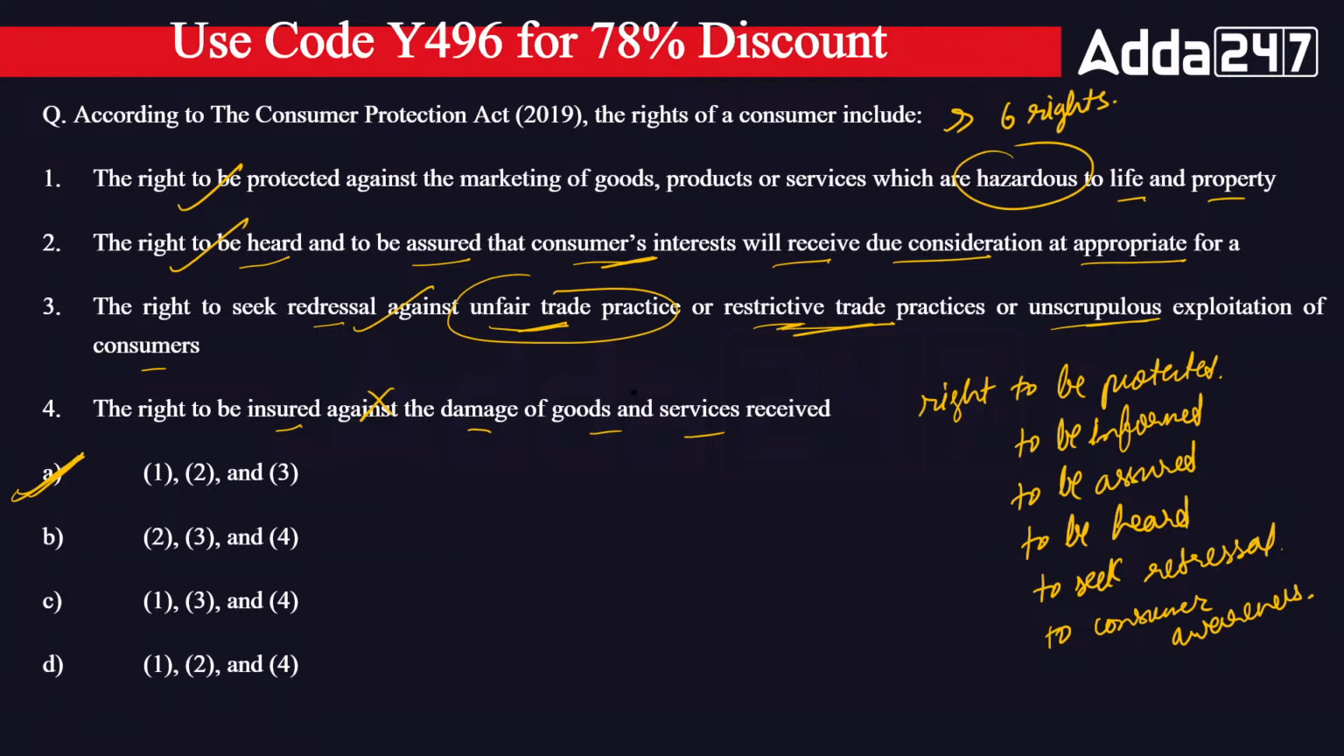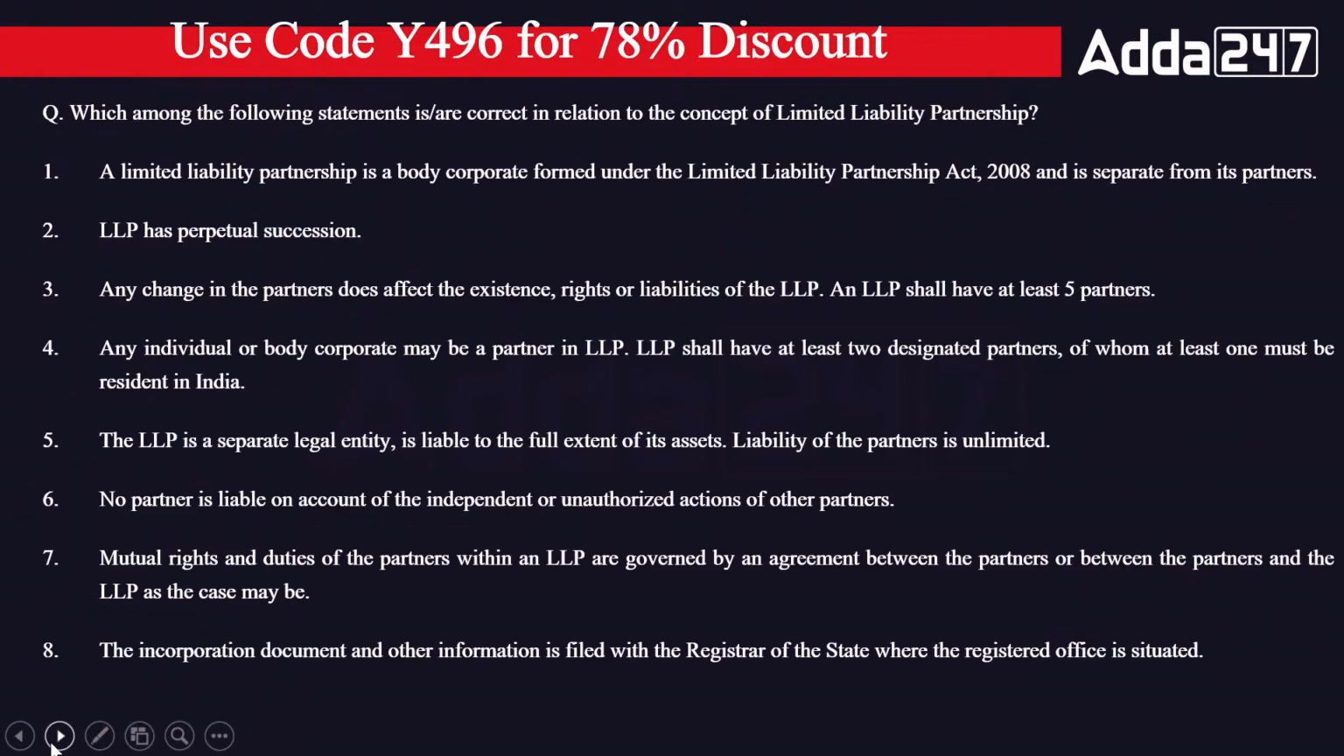Now the second question is talking about which among the following statements are correct in relation to the concept of limited liability partnership. The question is asking which of the following are correct in relation to the concept of limited liability partnership. The first statement is saying a limited liability partnership is a body corporate formed under the Limited Liability Partnership Act 2008 and is separate from its partners.